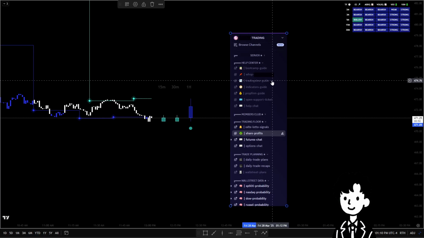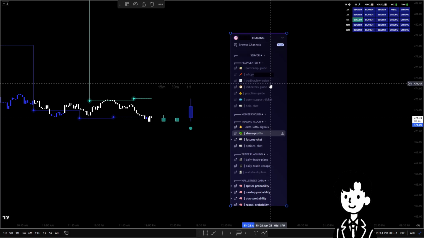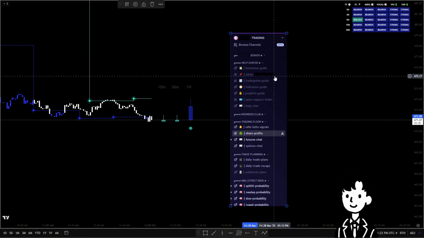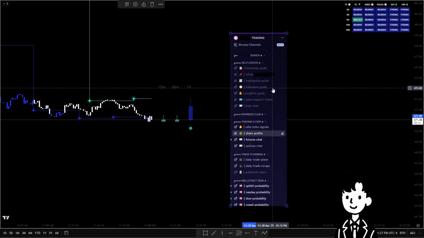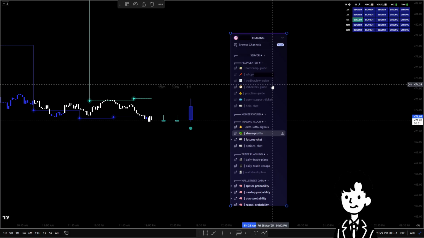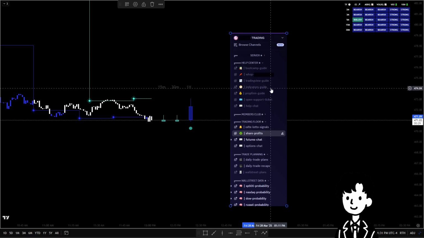There's a TradingView guide since these indicators are based on TradingView. Soon the indicators will be on NinjaTrader. So for the intermediate traders and up that like to use NinjaTrader, these indicators will be on NinjaTrader soon. And then there's an indicators guide that gives a more in-depth explanation on how these indicators work.